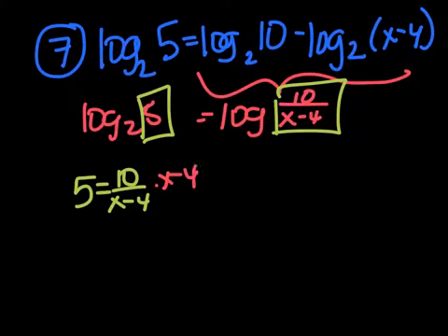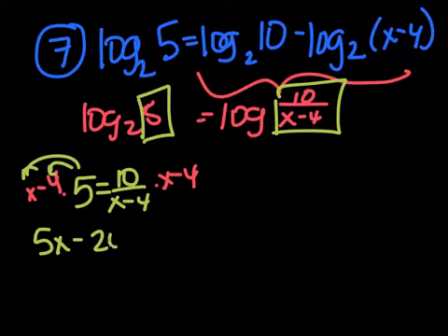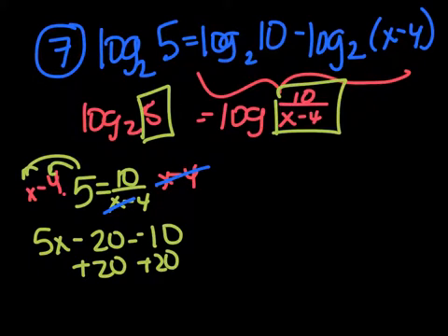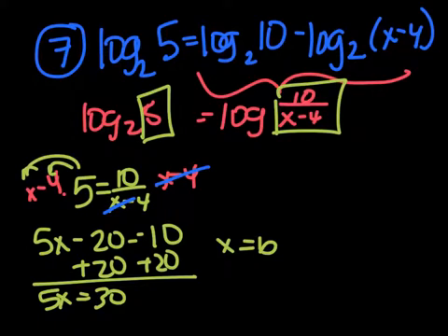Multiply both sides by x minus 4 to get rid of your fraction. Distribute the 5. That gives me 5x minus 20 equals 10. Add 20 to both sides. That gives me 5x equals 30. And when you divide, you get 6. So I'm going to double check. If I plug 6 in here, 6 minus 4 is 2. That's okay, as long as this is positive and not negative or a 0, then 6 is my answer.